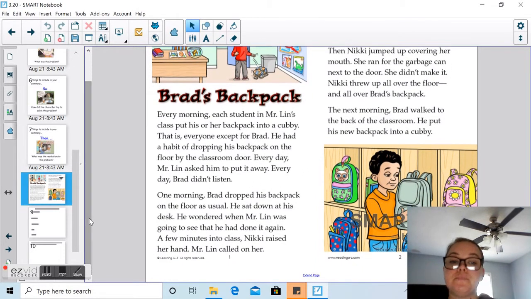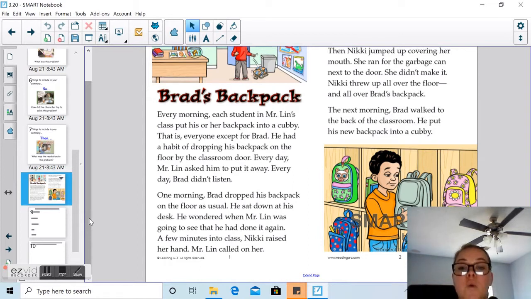Brad's Backpack. Every morning, each student in Mr. Lin's class put his or her backpack into a cubby. That is, everyone except for Brad. He had a habit of dropping his backpack on the floor by the classroom door. Every day, Mr. Lin asked him to put it away. Every day, Brad didn't listen.